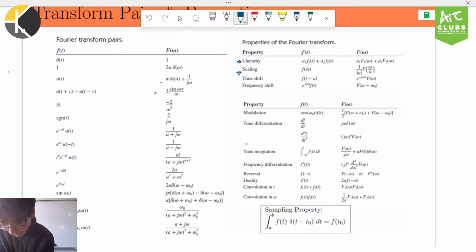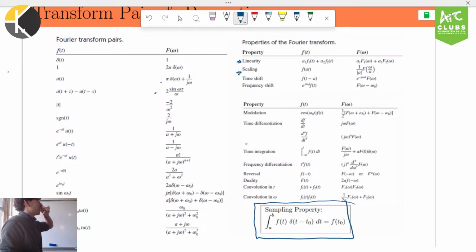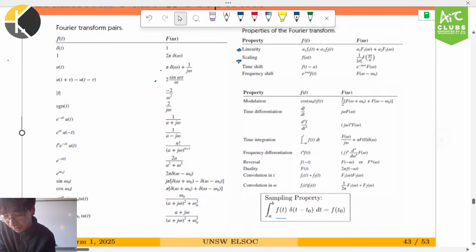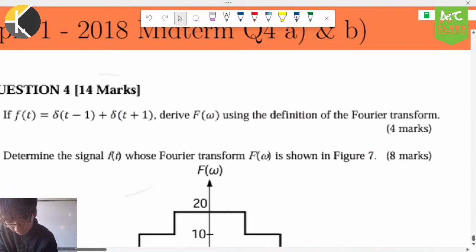Another thing to note is this sampling property. Inma unfortunately did not include the sampling property in her formula sheet. I do suggest this is a formula that you remember. It's especially useful when you have this delta function inside an integral, as you can see, it simplifies calculations a whole lot. Just by looking at the time shift of this delta function, the answer to this integral is simply f of t, where the time shift is subbed into the argument. We'll see how useful that is in a moment in this question.